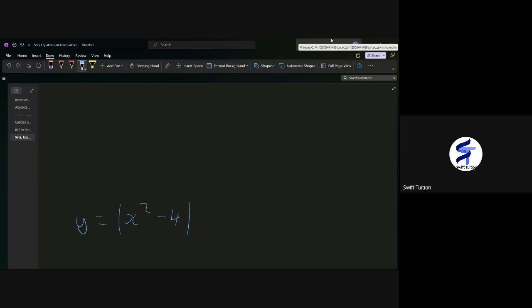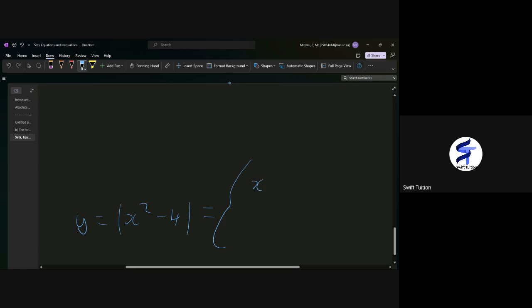Okay, so we're going to use the definition, but we're going to replace every instance of x with the definition. Let me just explain: every instance of x with x squared minus 4. So in this specific case, I'm going to put x squared minus 4 over here.